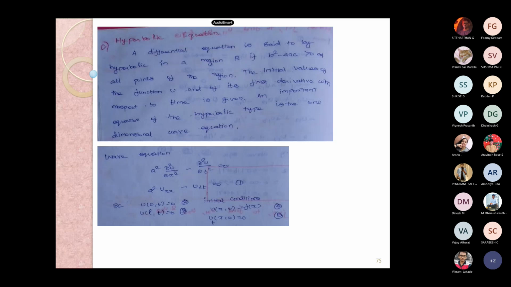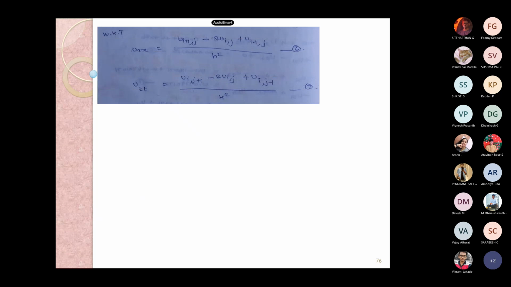The basic formula for the wave equation is a square ∂²u/∂x² minus ∂²u/∂t² is equal to 0. Therefore, it can be reduced to a square u_xx minus u_tt is equal to 0. The initial and boundary conditions are detailed here: u(0,t) is equal to 0, u(l,t) is equal to 0, u(x,0) is equal to f(x), and u_t(x,0) is equal to 0. These are the initial boundary conditions.